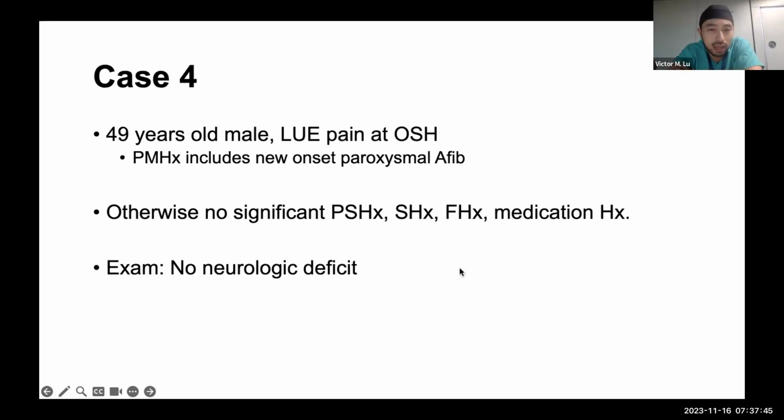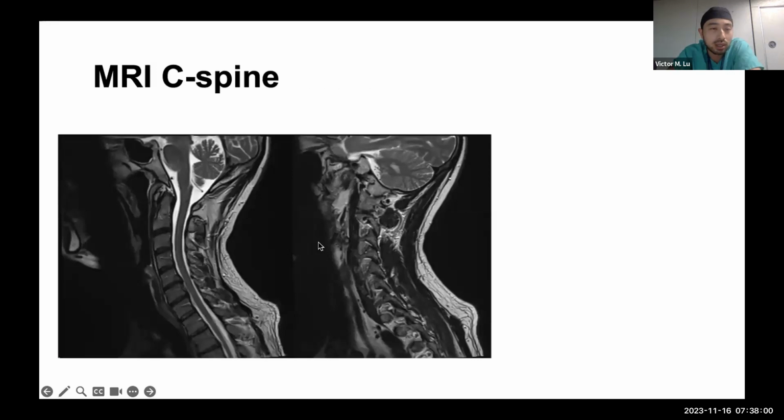49-year-old male with left arm pain at outside hospital. Only really otherwise significant for AFib diagnosed recently. Otherwise, no other findings on evaluation. The patient underwent an MRI C-spine given the left arm pain. Now, this is a little bit of an interesting one as to how they get to this condition, but can you see anything abnormal on these sequences?